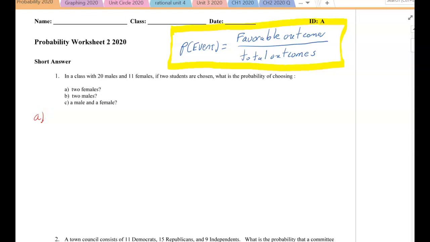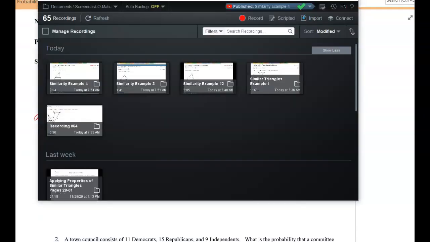Part A, in a class of 20 males and 11 females, if 2 students are chosen at random, what is the probability of choosing 2 females? Whenever possible, I use combinations over combinations. In this particular problem, there are 11 females and I want to choose 2 of them. And I'm going to divide by the total, there are 31, and I have to choose 2 of the students. And then I'm going to pick up my calculator and type that in.